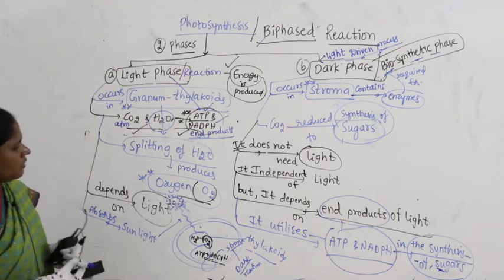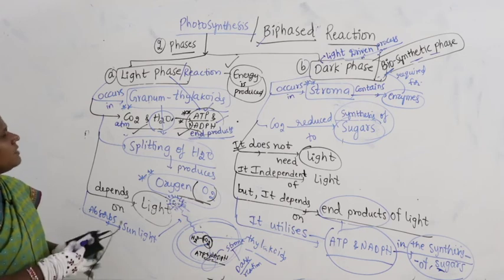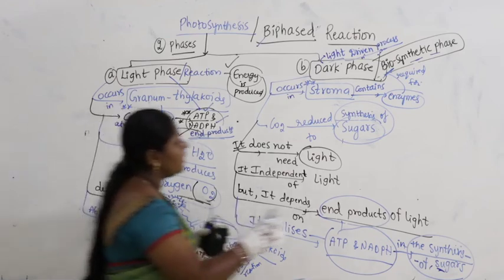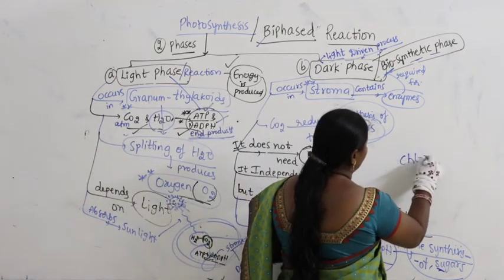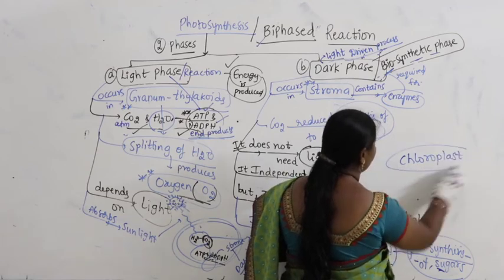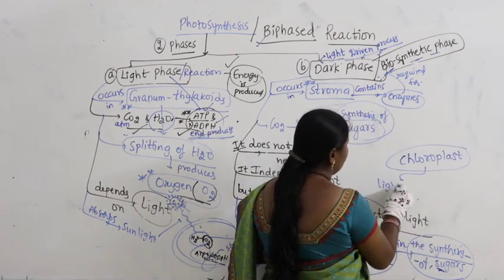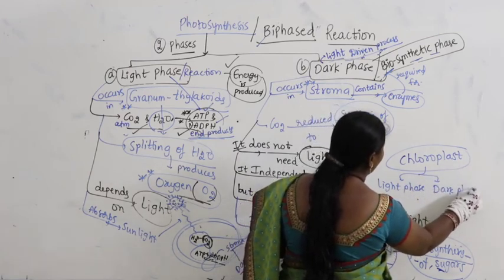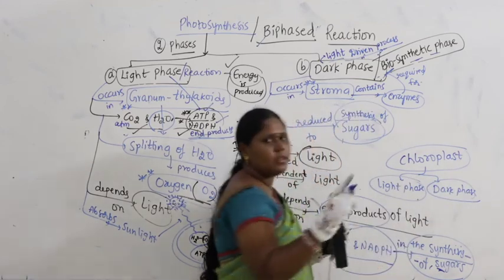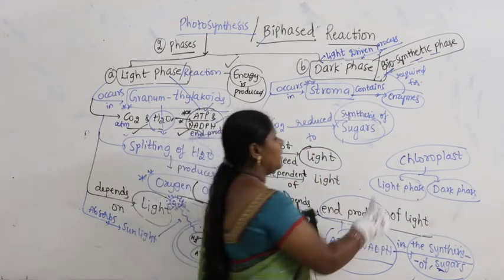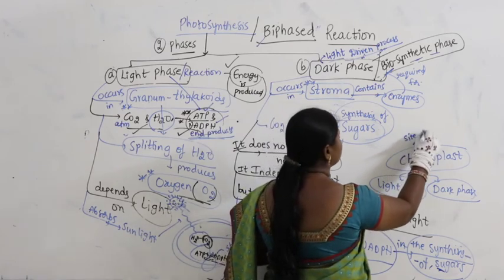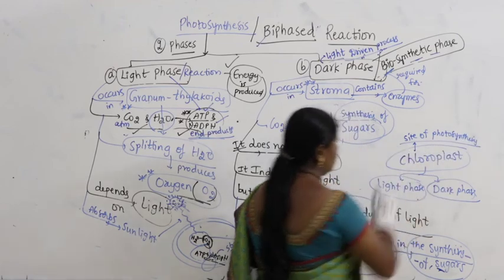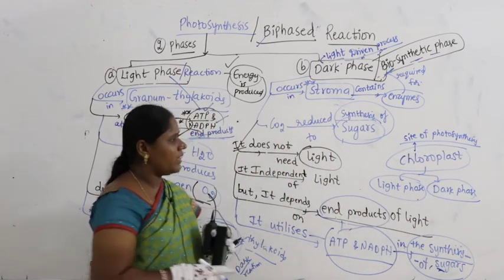So, if you take here, importantly, where are the light phase and dark phase both happening? Within the chloroplast. So, the chloroplast is mainly responsible for the two phases, the light phase as well as the dark phase. Both are happening within the chloroplast. That is why the chloroplast itself is called the site of photosynthesis. It is called what? Site of photosynthesis.